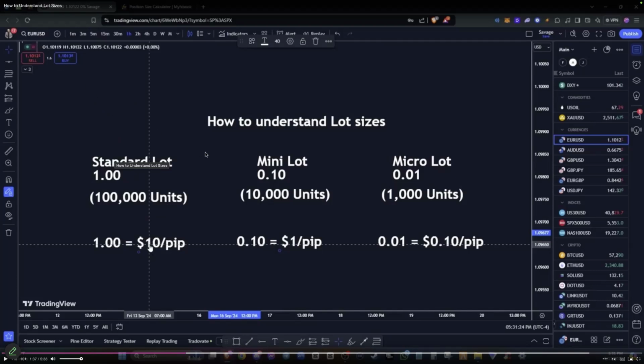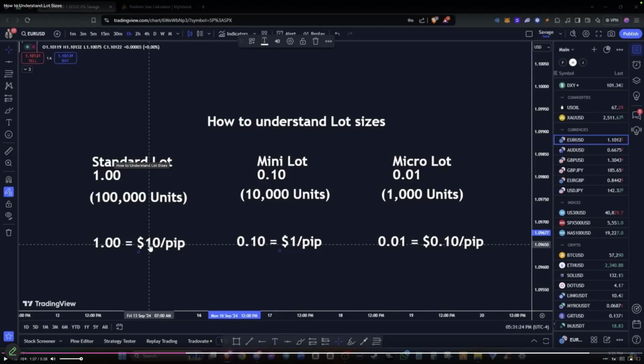Now, what that looks like in reality is if price moved 10 pips in your direction, one standard lot is worth $10 per pip to you. So if price moved one pip, you would gain $10. If it moved 10 pips, you would gain $100.